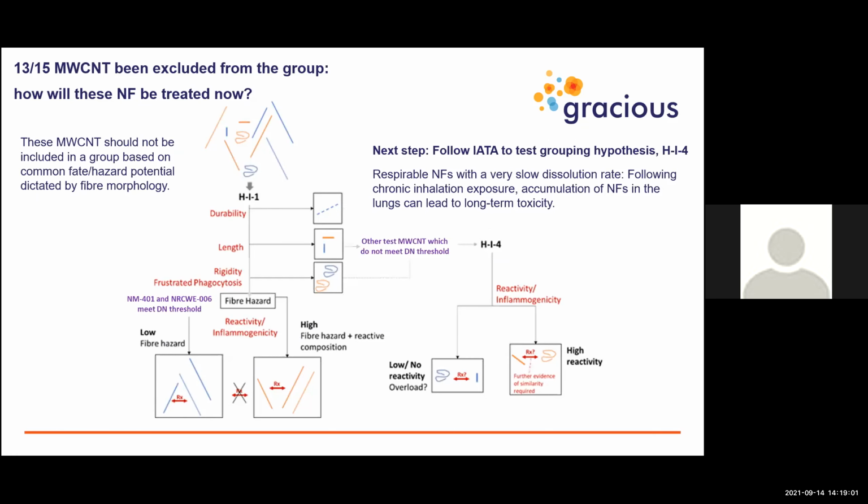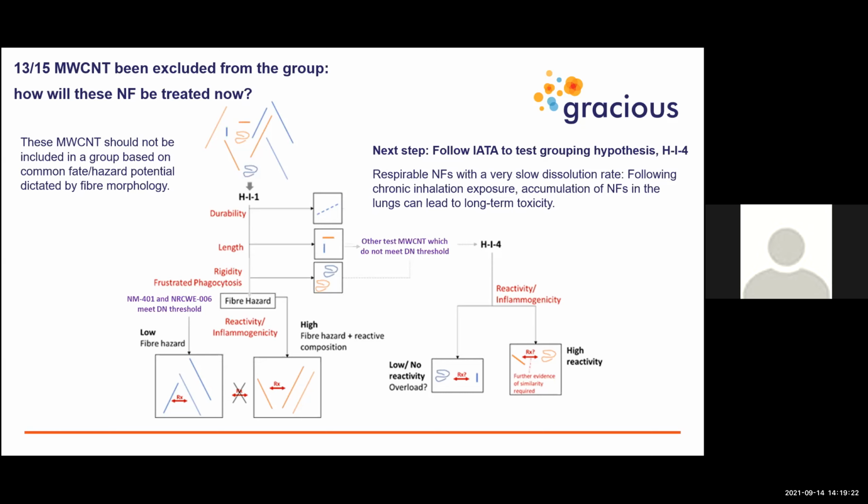However, for 13 out of the 15 carbon nanotubes included in this panel, the hypothesis was rejected, and this is due to insufficient length or rigidity. So these carbon nanotubes should not be included in a group based on a common fate or hazard potential, which is dictated by fiber morphology.